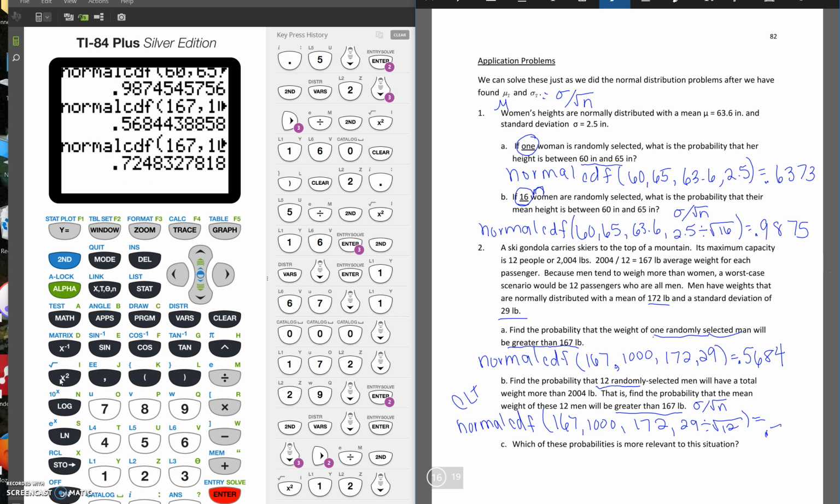So 0.7248. So just over 72% chance that the average of all of those men is over 167. So which of these probabilities is more relevant? Well, in this case, part B is, because we're choosing 12 men to get on this gondola. So knowing the probability that together their average weight would be over that would be more important.